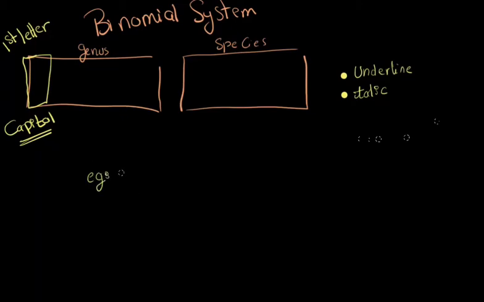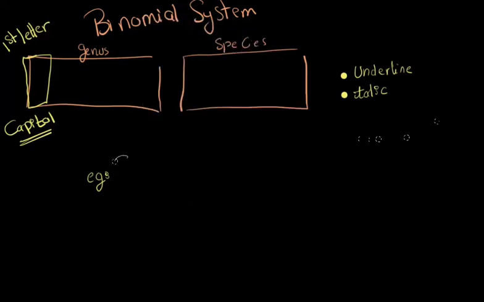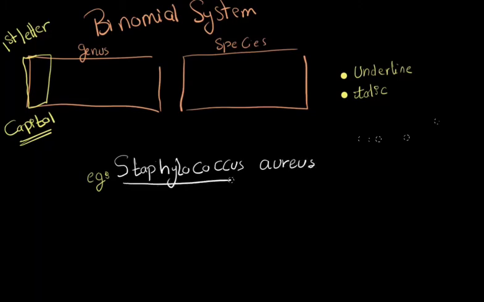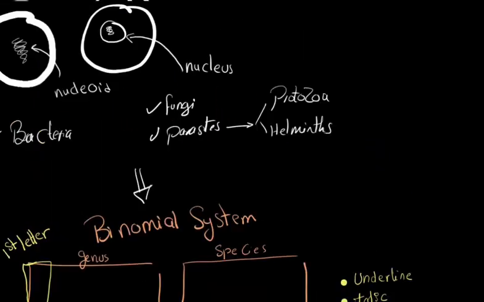Let's take a couple of examples. Here we have Staphylococcus aureus. Staphylococcus is the first part, the S is capital, the genus. Aureus, the second part, the A is small. Notice that the underline is not continuous. Staphylococcus is the name of a bacterium, actually. Candida albicans is the name of a very famous fungus. Candida, the C is capital. You can see the line is also not continuous.